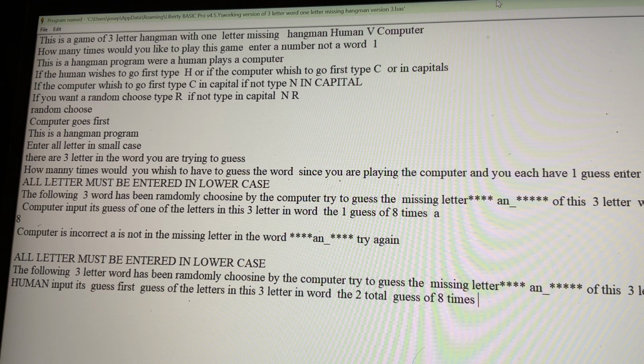At this time, A-N, I believe it's D, would be "and." So I'm going to put in D. And enter. Okay, so I'm correct, it is "and."